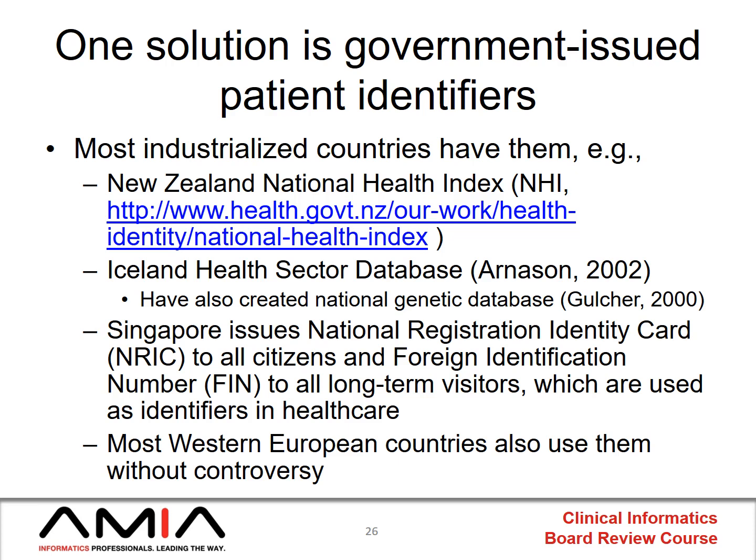New Zealand has a national health index, and it has a nice website that describes why there should be a national health index, why it's important, how patients' privacy is protected, and so forth. The country of Iceland also has a national identifier and has devoted a lot of effort to genotyping its population, thus creating a national genetic database.